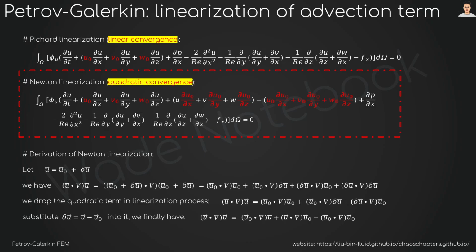The derivation of the Newton linearization process for the nonlinear advection term is relatively straightforward. We first write the true solution as a linear combination of the solution from the last iteration and a correction term, delta u. We substitute this representation of velocity into the nonlinear advection term and completely expand it into multiple terms. In Newton linearization, we neglect the higher-order quadratic term, since it has a much weaker influence on the other terms in the correction process. Finally, we substitute the correction term, delta u, based on our defined representation of velocity. We can write the linearized advection term as shown at the bottom of this page.